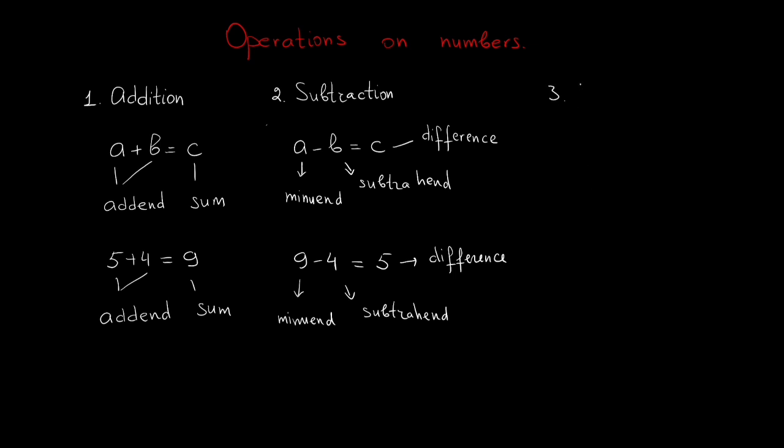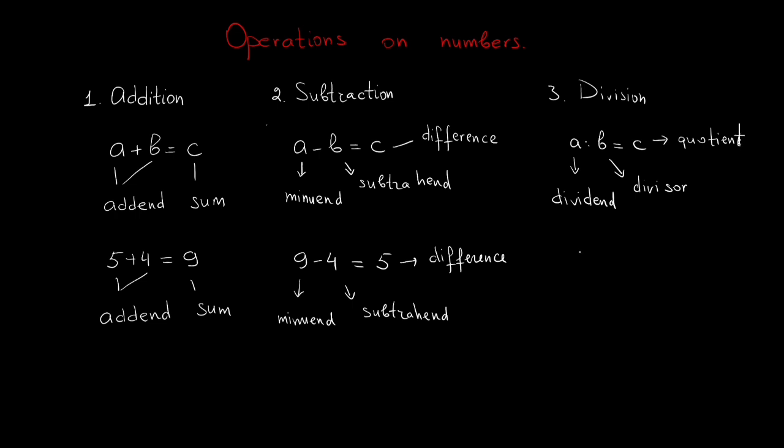Thirdly, we will look at the division operation. For example, when we divide a by b, the result is c, and here a is called dividend, b is called the divisor, and c is called the quotient.